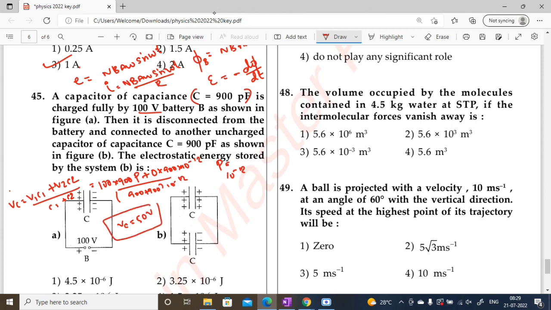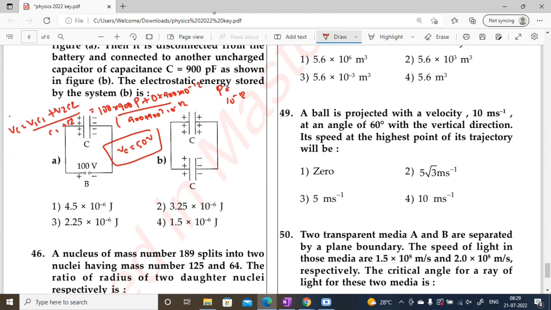And the energy stored in the capacitor is given by the expression. We have two capacitors here, so half CV square plus half CV square, and we should substitute the common potential here. So E is simply CV square, since half gets added up. C value is 900 picofarad, which is 10 power minus 12 multiplied with 50 square. So on solving, the energy will be 2.25 into 10 power minus 6.